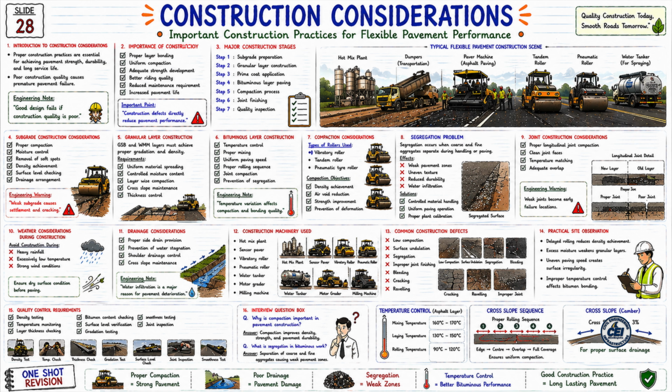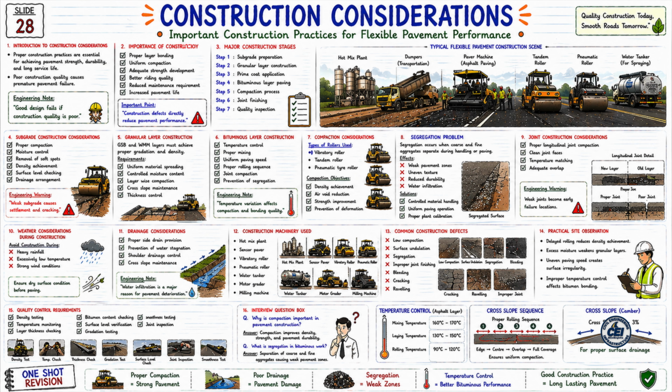Now let us look at the 10th topic. 10 Weather considerations during construction. In which weather conditions should construction be avoided? Heavy rainfall. Excessively low temperature. Strong wind conditions. Now see the important points below. Ensure dry surface condition before paving. And paving on a wet surface weakens the bonding.